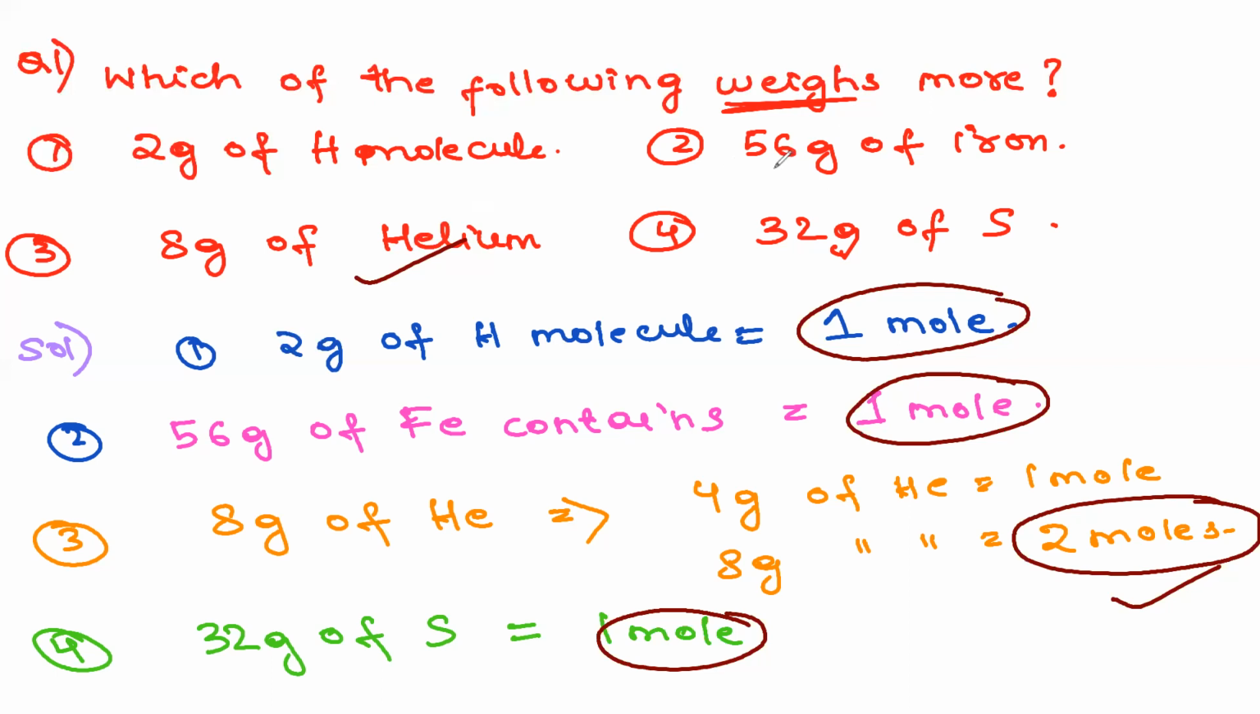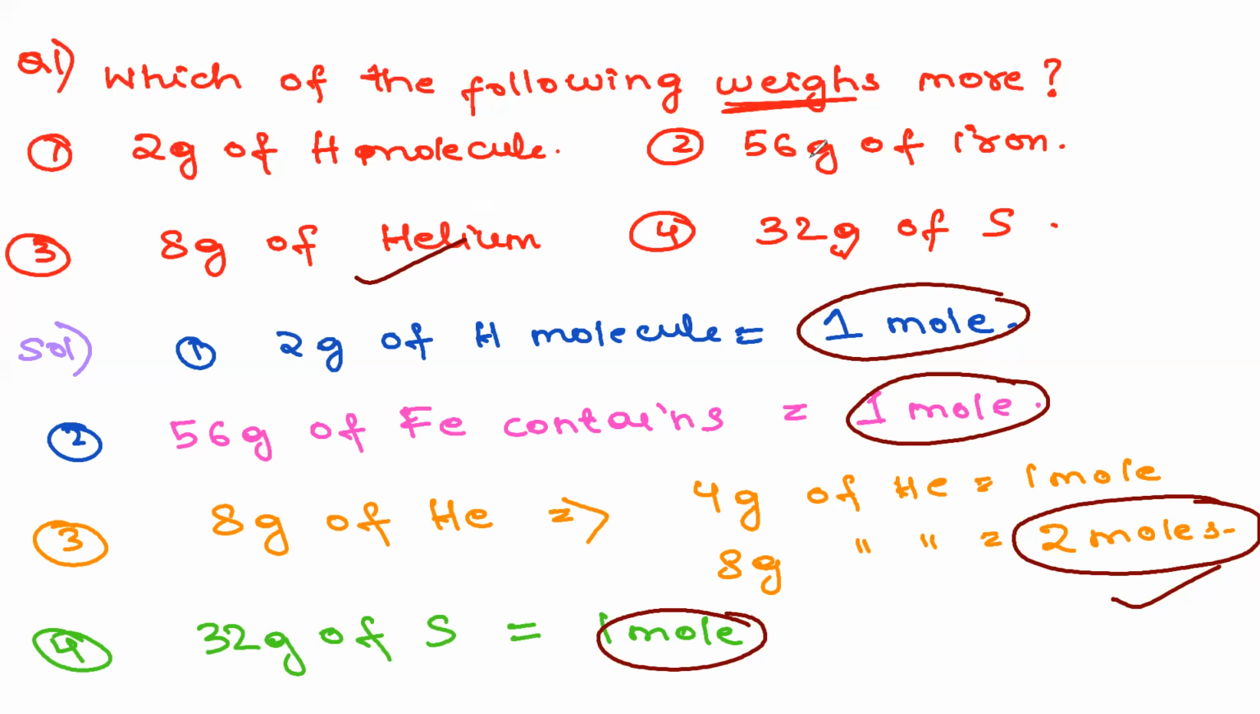So that's why, by giving the weights, we have to convert the weights into moles. So this is the model which represents weight to mole. 2 grams of hydrogen molecule is 1 mole. 56 grams of iron contains 1 mole. 8 grams of helium contains 2 moles. 32 grams of sulfur contains 1 mole.